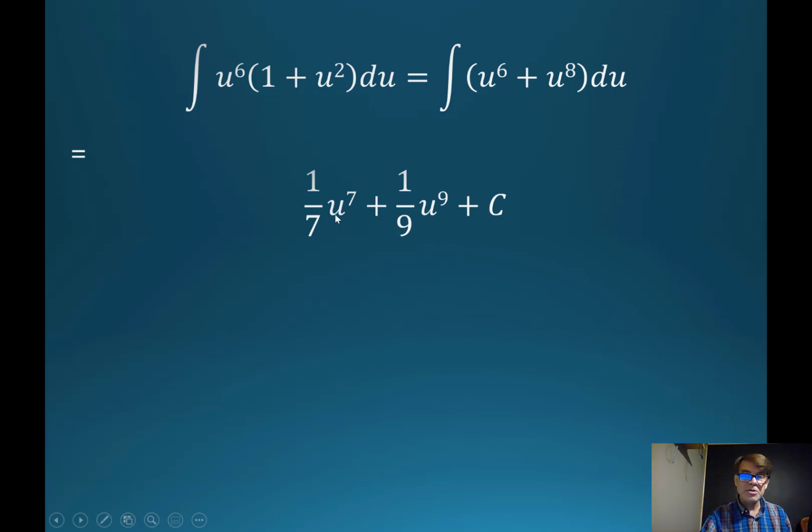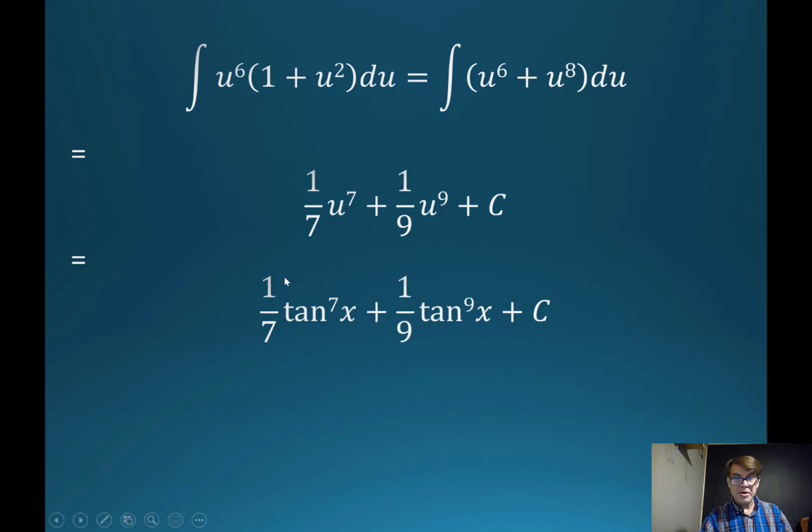Now all we have to do is substitute tangent back in. There's your answer: 1/7 tangent to the 7th of x plus 1/9 tangent to the 9th of x plus c. And quod erat demonstrandum. We have done it.